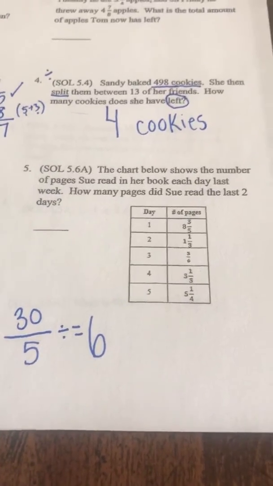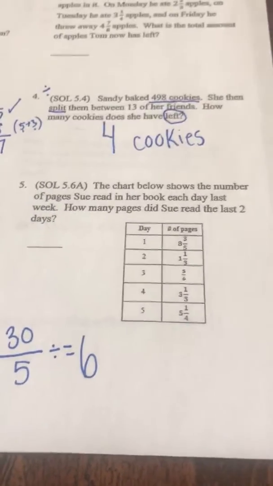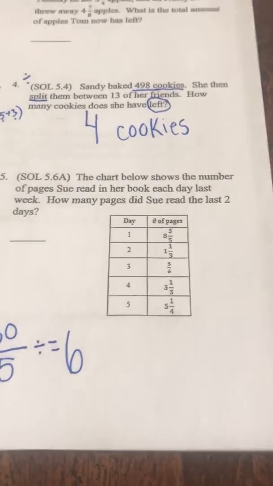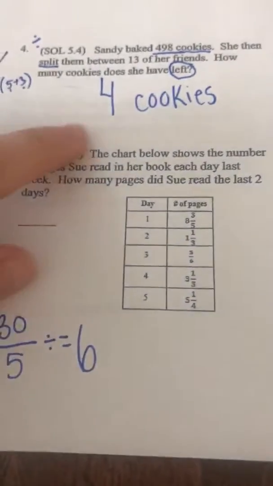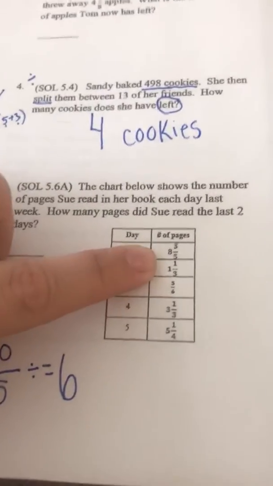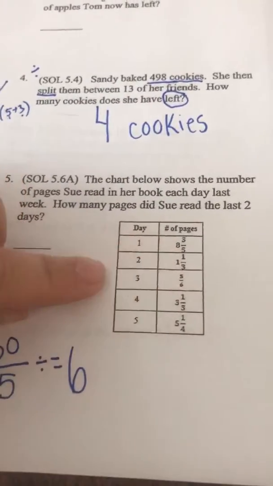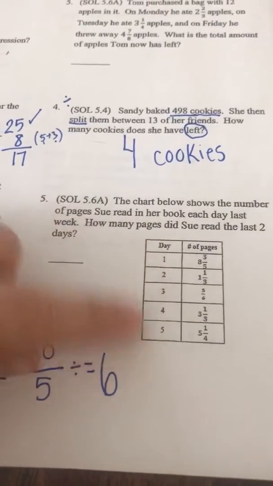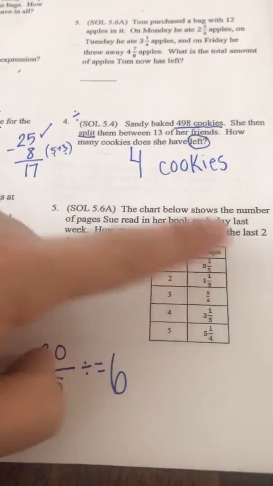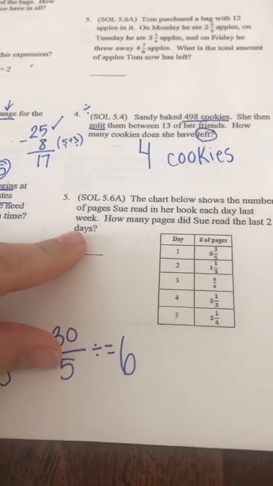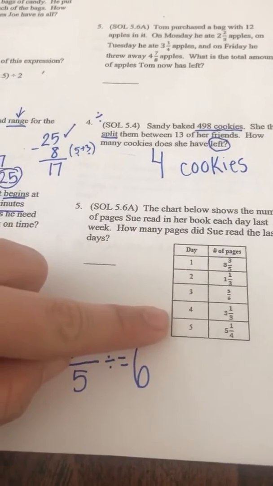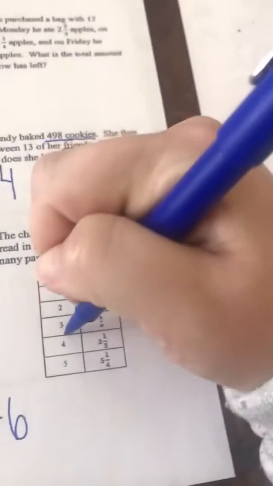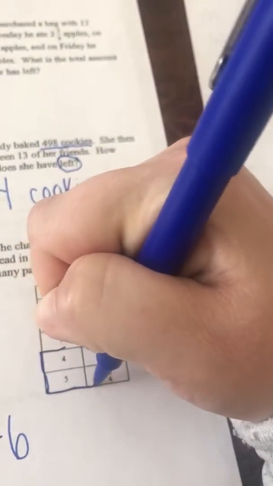It says, the chart below shows the number of pages that Sue read in her book each day last week. So Sue's reading. Day 1, she reads 8 3/5 of pages, and so forth. How many pages did Sue read the last 2 days? So looking at the chart, she has days 1 through 5. I need to focus in on the last 2 days.